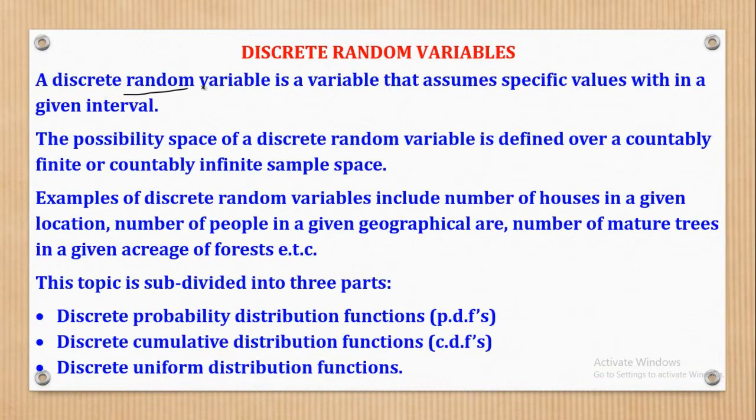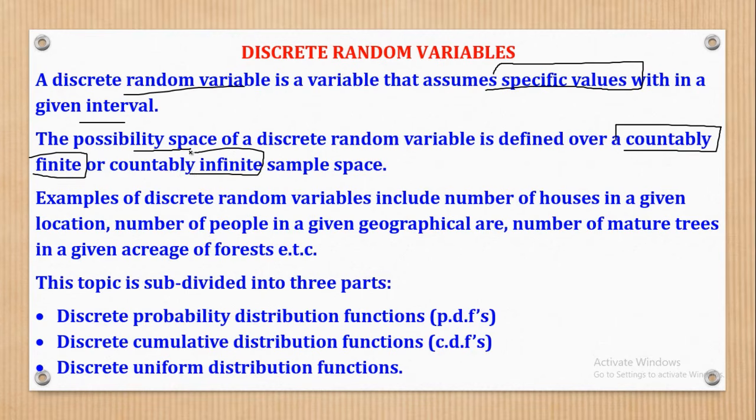A discrete random variable is a variable that assumes specific values within a given interval, and the possibility space for a discrete random variable is defined over a countably finite or countably infinite sample space. Examples of discrete random variables include the number of houses in a given location, the number of people in a given geographical area, the number of mature trees in a given acreage of forest, and so on.